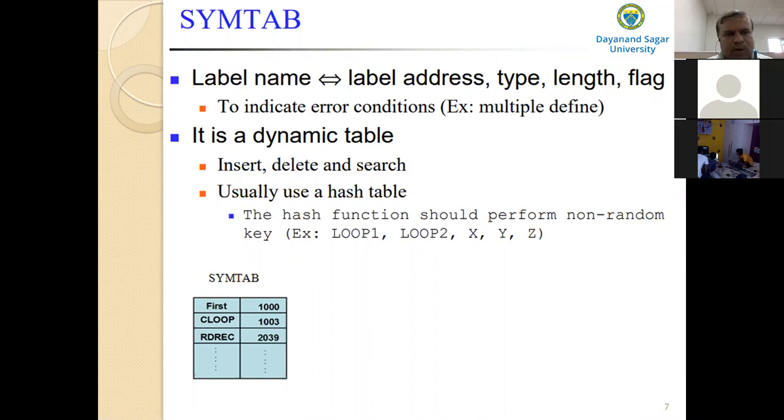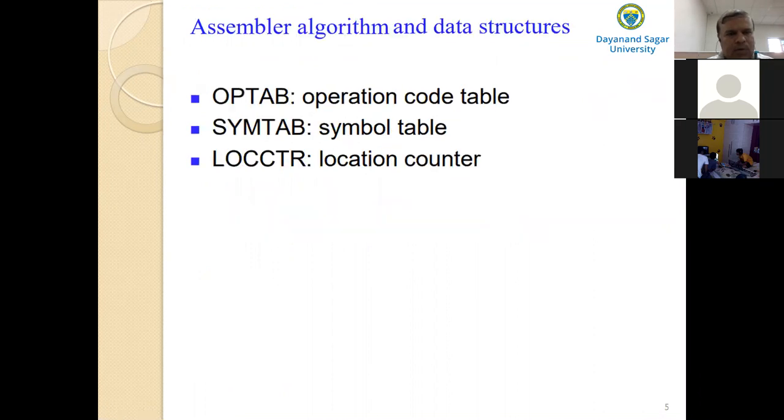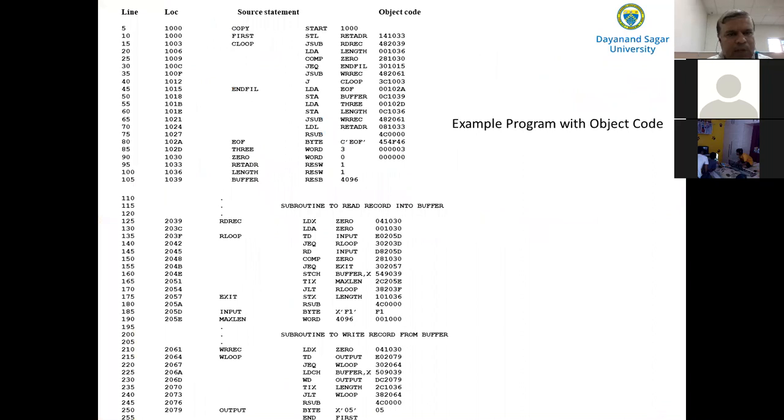So during pass 1, all the symbols encountered in the source program are entered into this symbol table. Which are the symbols encountered in pass 1? Say for example, FIRST, CLOOP, ENDFIL, EOF, RETADR, LENGTH, BUFFER, RDREC, loop. So all the labels are entered into the symbol table along with their assigned address value. As I said, for the label FIRST, it is 1000. For CLOOP, it is 1003. So like that.